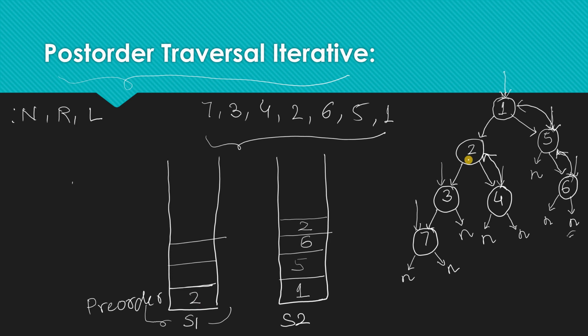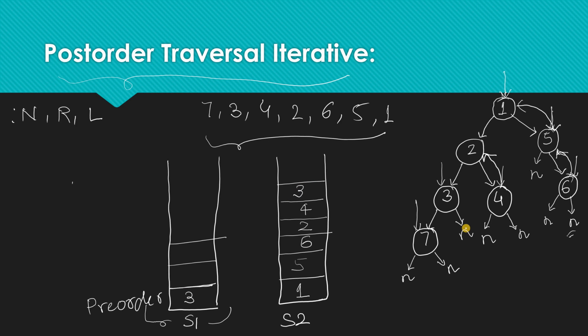Now again for the 2 we will explore the right side. So we'll reach 4, so we'll put 4 into this stack, 4 into this stack. Then there is nothing on the right side of this, so we'll pop the element from this stack and check if there is anything on the left. So there is nothing on the left, so we will not do anything. We'll pop the next element. So we got 2 from the stack. We'll check if there is anything on the left side of it. So there is 3 on the left side of it, so we'll put it into this stack, and then we'll put it into this stack.